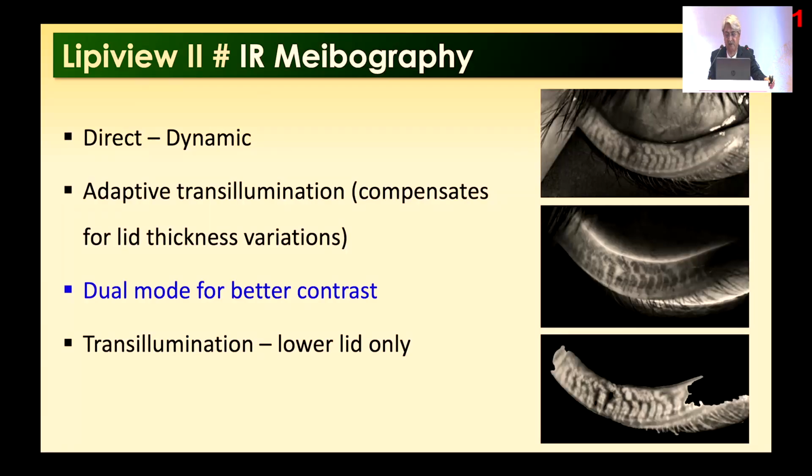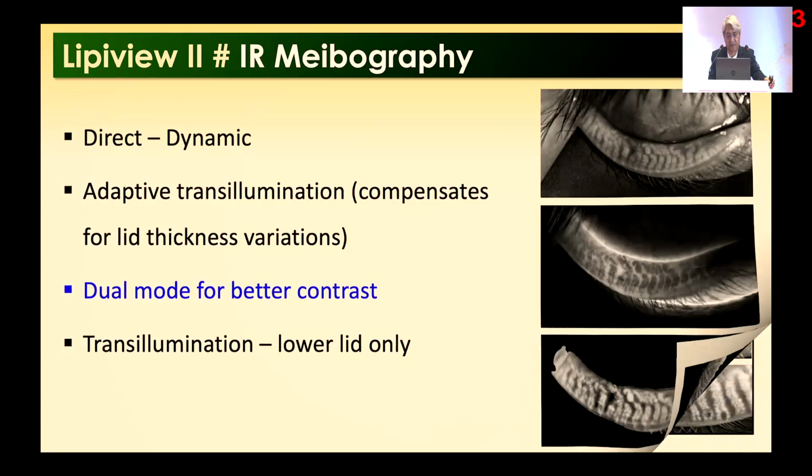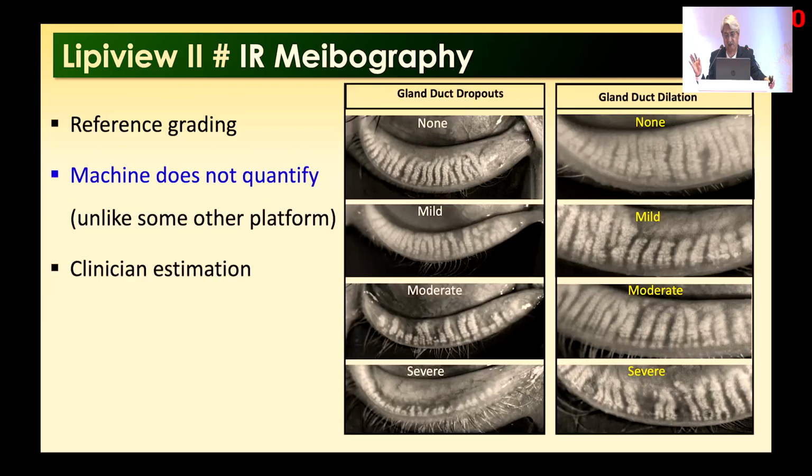This is meibography direct, then transillumination, then dual mode for better contrast, and transillumination is available for the lower lid only. If you see this, these are from gland dropout and dilatation of the ducts. There is obstruction of the meibomian gland orifices, then there is dilatation, and it may be classified as mild, moderate and severe. Then dropout: in severe cases there is much dropout, and in the lowermost picture there is no meibomian gland.